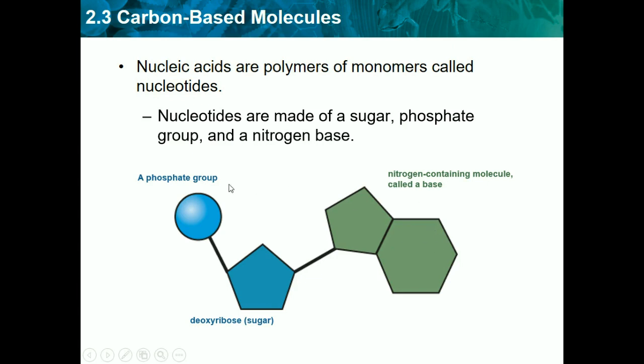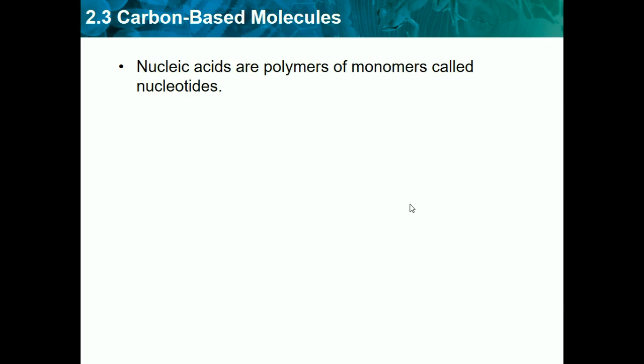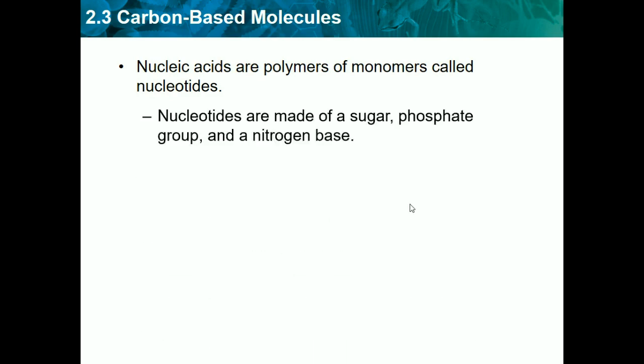So we need to know phosphate group, nitrogen base, and sugar, and which one corresponds with which. The circle is a phosphate group, the pentagon is the deoxyribose sugar, and the nitrogen-containing molecule, or the nitrogen base, is the one with two different pieces. So nucleotides are made of a sugar, phosphate group, and nitrogen base. We just learned that.